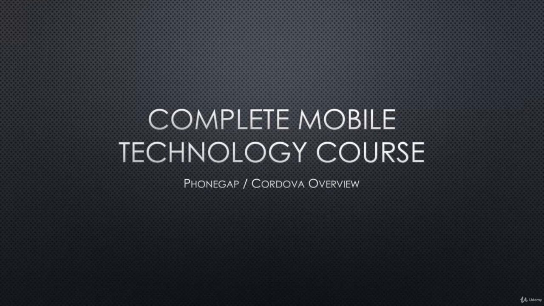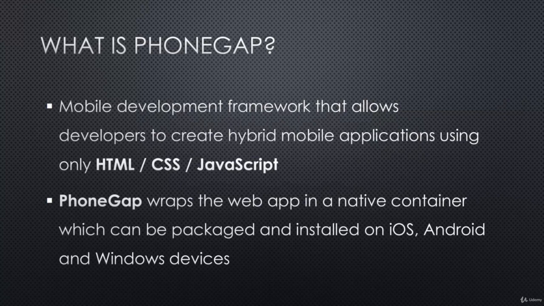Alright, so in this lecture we're going to be talking about PhoneGap and Cordova and what it is they are and what they allow us to do in terms of building mobile applications. So PhoneGap is essentially a mobile development framework that allows developers to create hybrid mobile applications using only HTML, CSS, and JavaScript, and of course any other web technologies such as JavaScript and front-end frameworks.